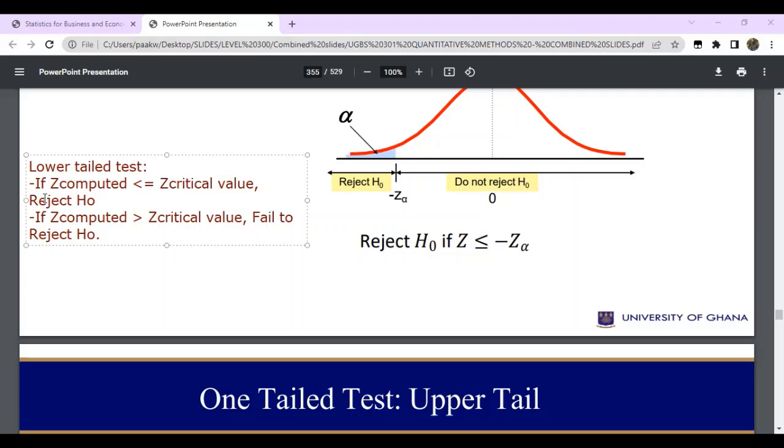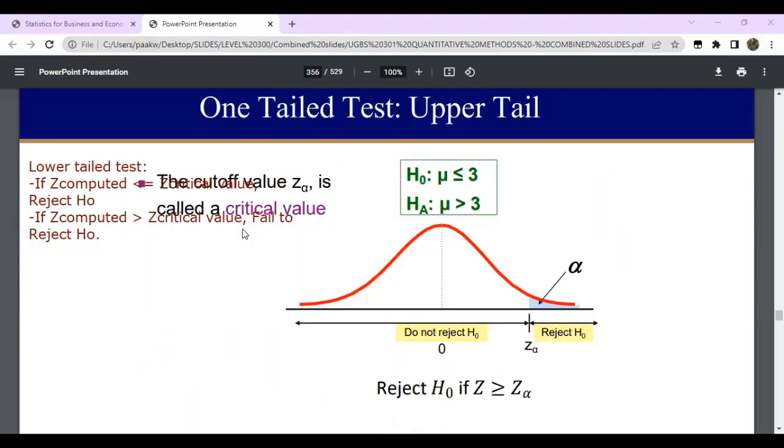The decision rule there is the opposite of this one, but I don't want to go to the other side, so just stick to this rule. For the lower tail test, if Z computed is less than or equal to Z critical, we reject the null hypothesis. And if Z computed is greater than Z critical, we fail to reject H0. All right, so let me move on.